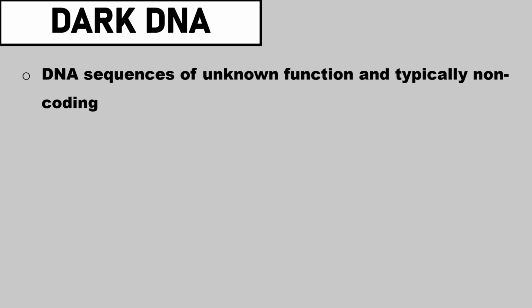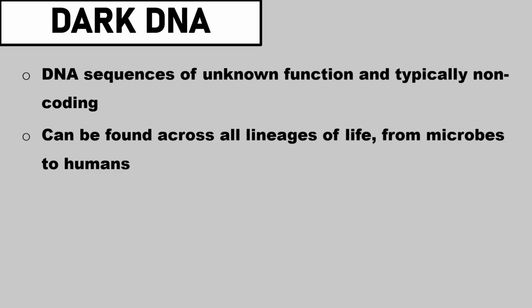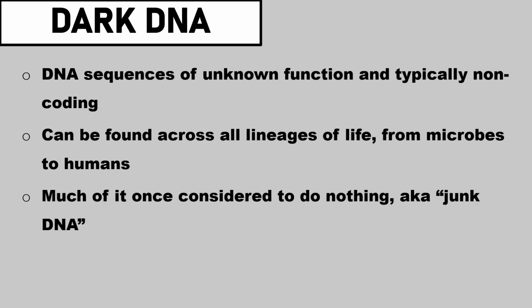Let's move on to dark DNA, another type. So it'd be something like DNA that we don't really know what it does. And typically these are going to be non-coding. If they coded for proteins, usually we can find them. But they're not just in prokaryotes, they're not just in microbial dark matter. They can be found across all lineages of life, from microbes to humans. And there's an interplay between that and what's sometimes called junk DNA.